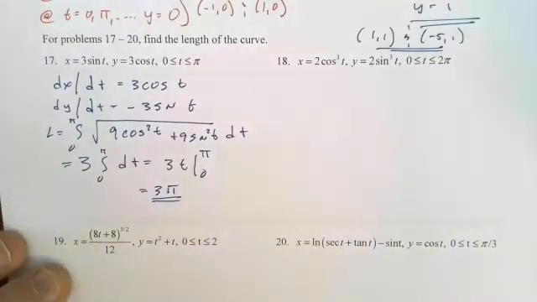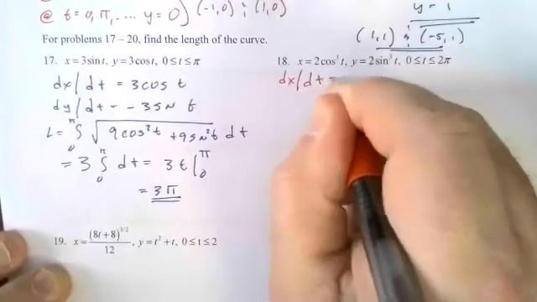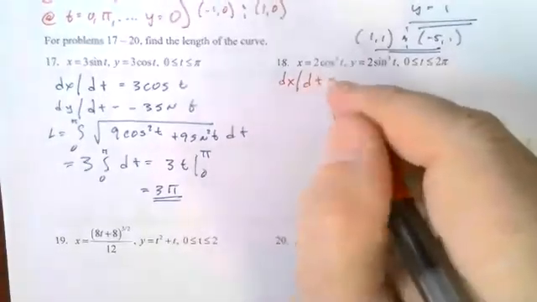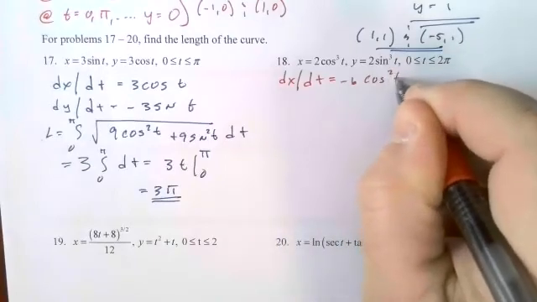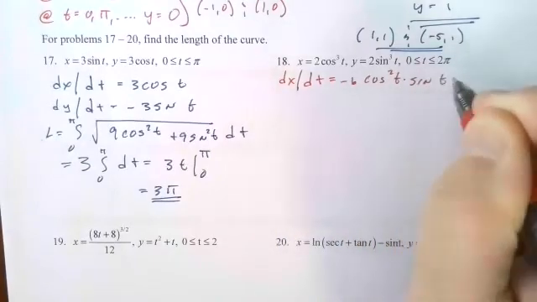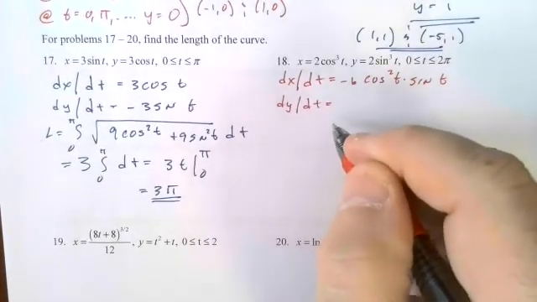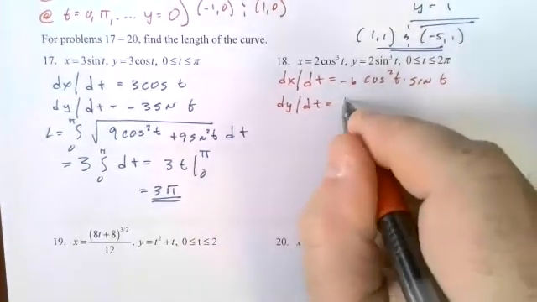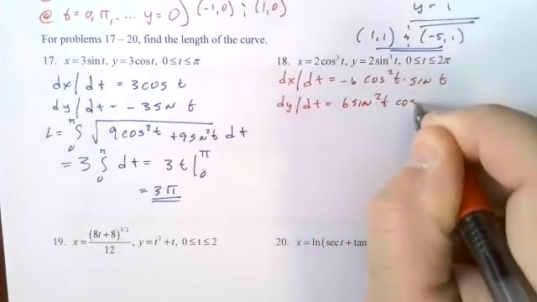I'm sorry, that's really cool. This one gets obviously uglier. dx/dt is negative 6 cosine squared t times sine of t. dy/dt is 6 sine squared t cosine of t.